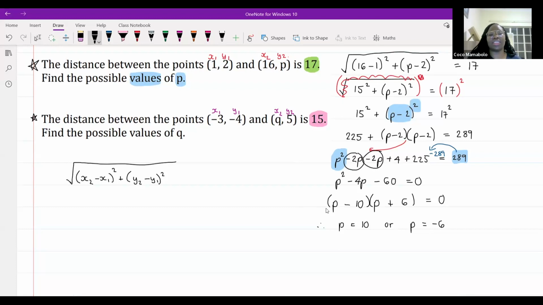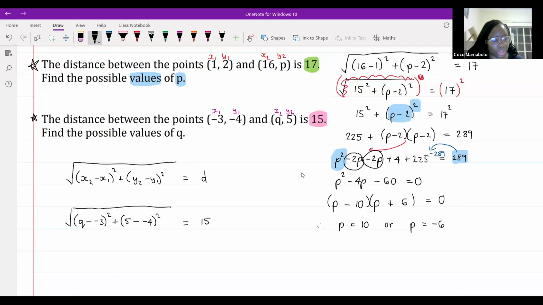All right, let's have a look at the answer that we're looking for over here. Okay. All of this is going to equal our distance. We already know that our distance is 15, so I'm just going to plug things in. I'm going to go the square root of, and ma'am's square root is looking real ugly. The square root of, in brackets, x2 is q, so I'm going to have q minus -3 all squared plus, open brackets, y2 is 5 minus -4 all squared, and all of this is equal to 15.